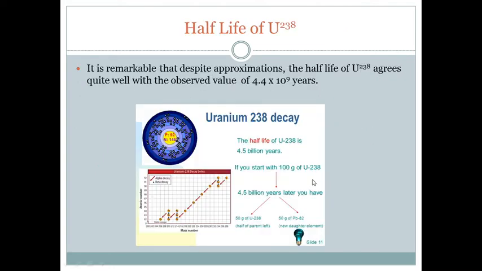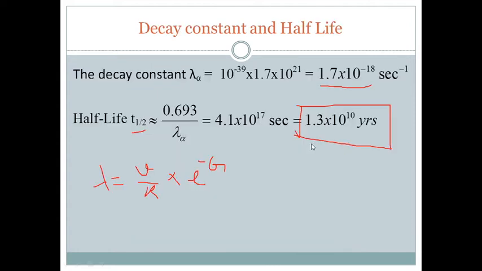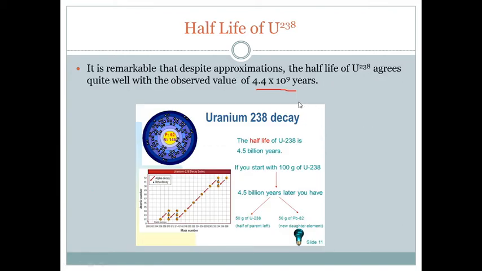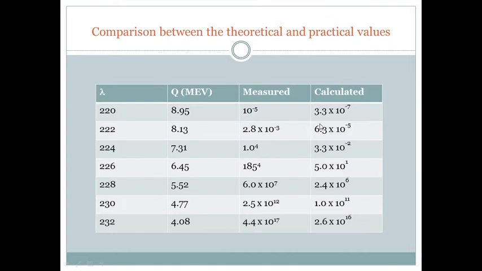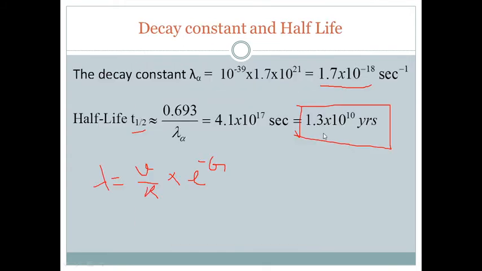Just compare this with the actual value. The actual value of half-life for uranium is 4.4 into 10 raised to 9 years. So dear students, you can see that the order is nearly there. The calculation shows 1.3 into 10 raised to 10 years. This has been the greatest triumph of quantum mechanics.